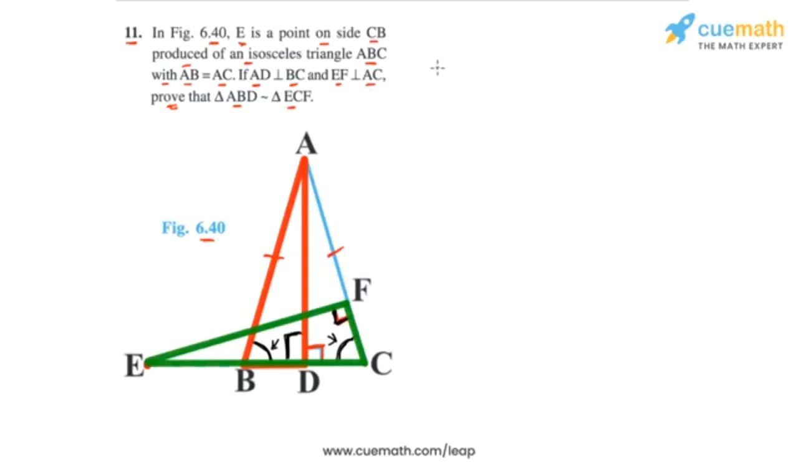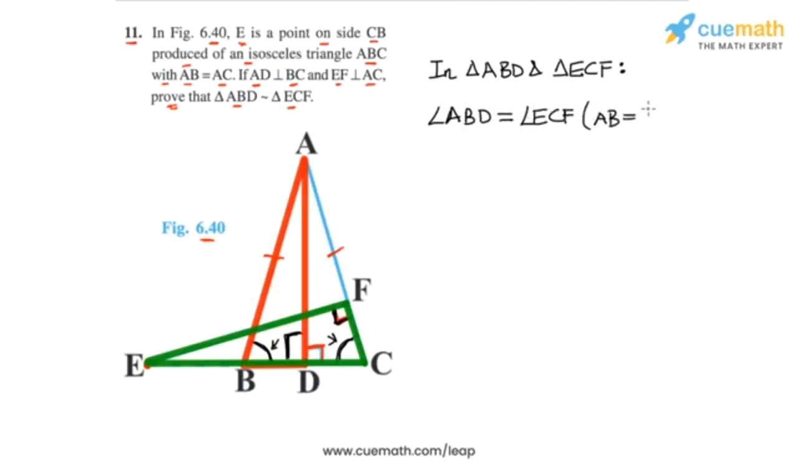So let's write this proof. So in triangle ABD and triangle ECF, these are the two triangles we are comparing. So angle ABD is equal to angle ECF. Why? Well, because AB is equal to AC. So because these two sides are equal, the angles opposite these sides in triangle ABC must be equal as well.